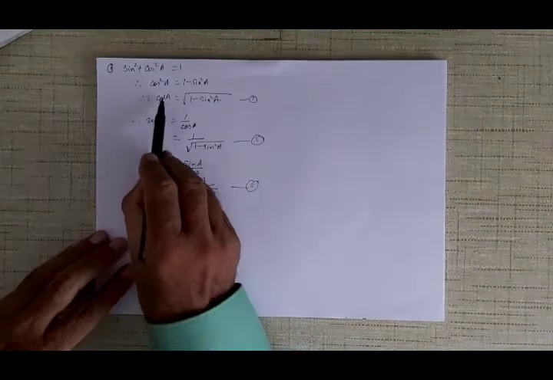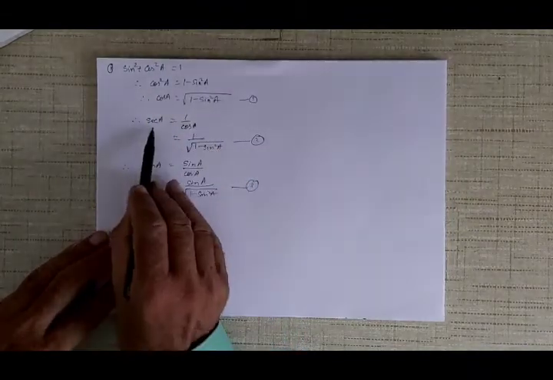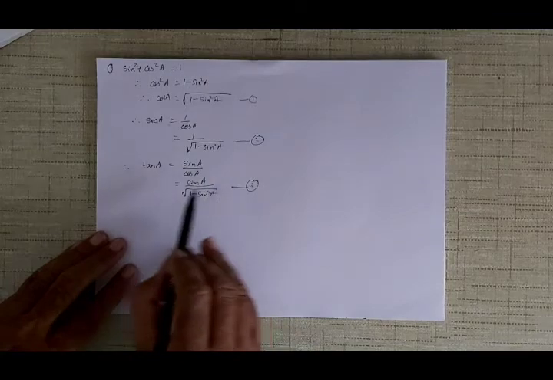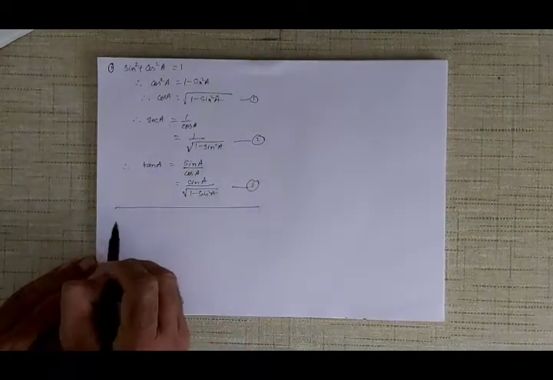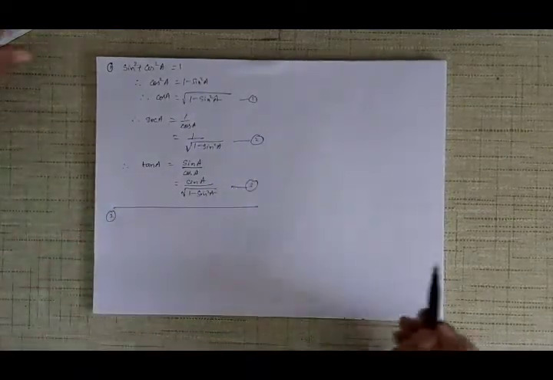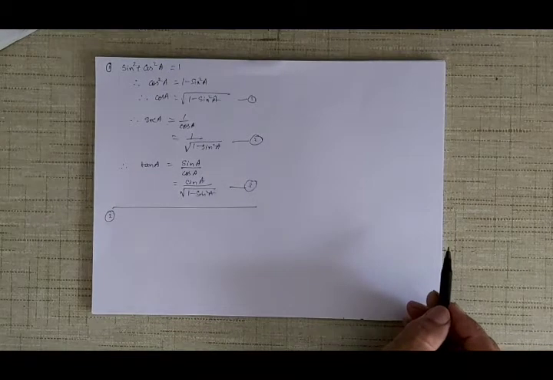Now you look at it carefully. Cos A, everything is in sin. Sec A, everything is in sin. And tan A, everything is in sin. Question number 1. Very easy, but you got to know the relationships. Let us see the second one.